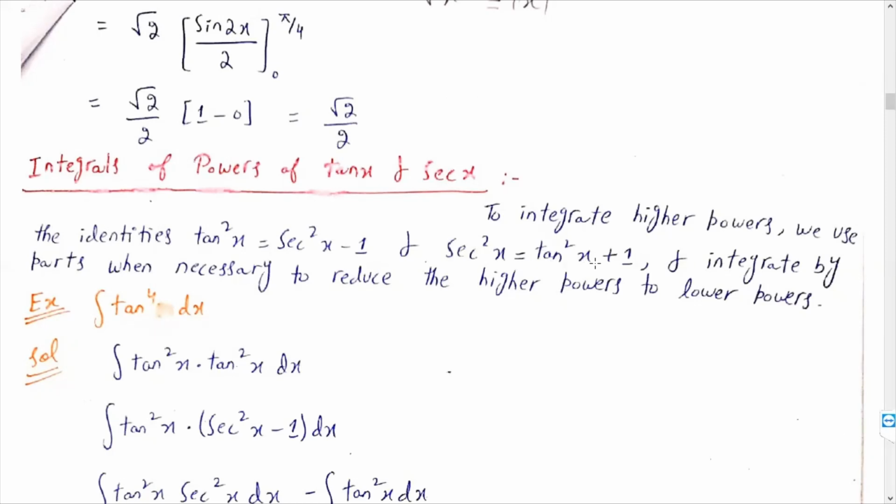Now, integrals of the form cot mx cosecant nx dx can be found by a similar method because of the identity 1 plus cot square x equals cosecant square x.